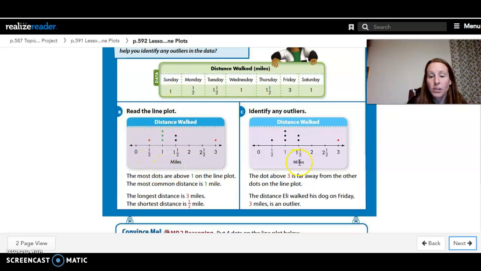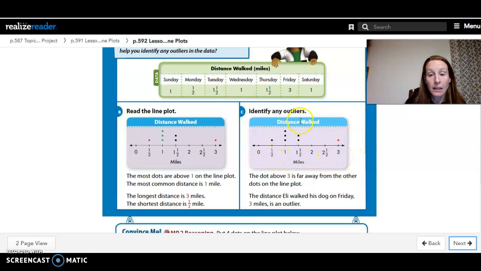And then I can also look and see, well, do I have any outliers? Do I have any data that's different than the others? Look at this amount right here, 3 miles. See how that's different than all the others? This is called a cluster. I don't believe they introduced that word, but this is a cluster because this is the area in which most of the data falls. This number 3 is out here all by himself.